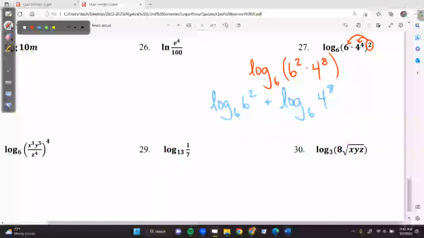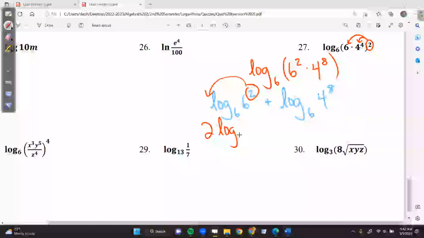Move your powers. Take all your exponents. Remember, expansion is essentially reverse condense. It's just saying, let's make this as annoying as we can. So we're going to take the 2, shoot it down, and we have 2 times log base 6 of 6 plus 8 log base 6 of 4. And if you got this far, again, good job. Just lost a point. Why?